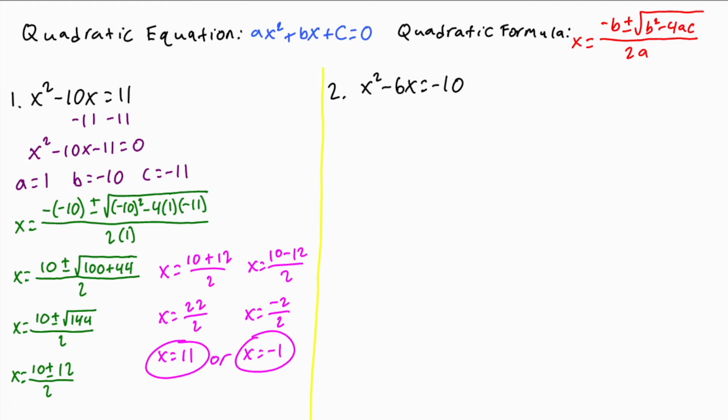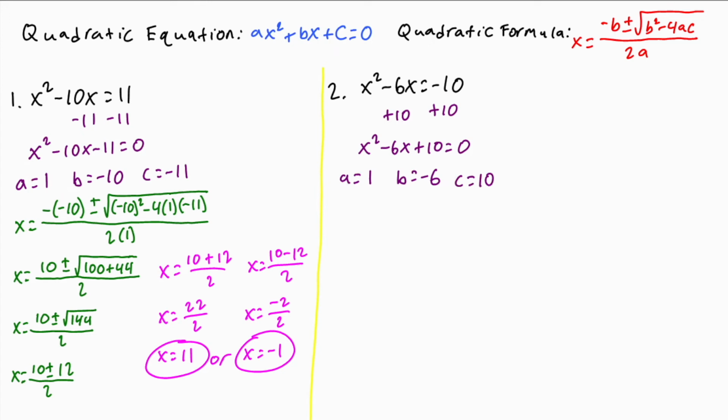All right, for this next example, we're going to do the same thing. So again, it doesn't equal 0, so we need to make it equal 0. So add 10 to both sides, and x squared minus 6x plus 10 equals 0. And so now we find out what a, b, and c are. A, again, is 1. B is negative 6. And c is 10.